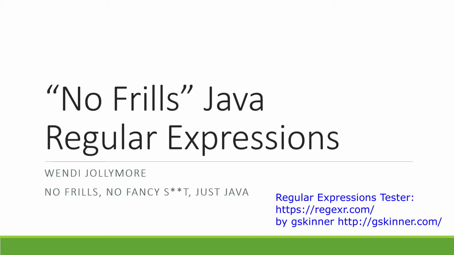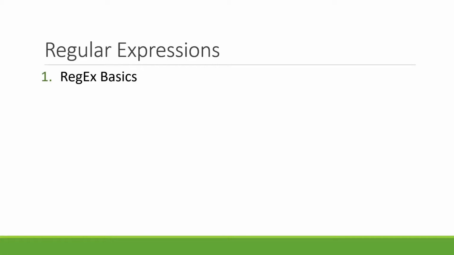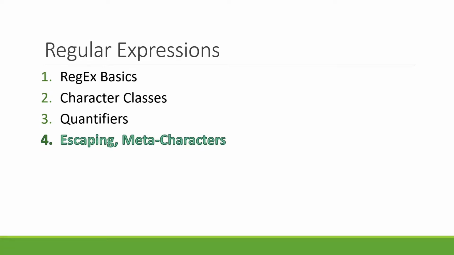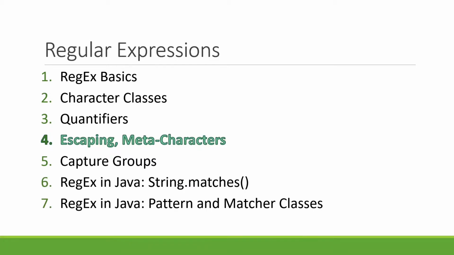Now, in this series of videos, I'm going to introduce you to the basics of regular expressions and how to use them in a Java program. In the first video, we learned the basics of regular expression syntax, and we wrote a few really basic expressions. In the second video, we learned how to use character classes to match ranges and sets of characters in your expressions. In the third video, you learned how to use quantifiers to specify how many of a set of characters you want to match. In this fourth video, we'll talk about escaping special characters and also how you can use meta characters as shortcuts for common expressions. In the fifth video, we'll learn how to create more advanced expressions by using capture groups, and in the sixth and seventh videos, I'll show you how to use regular expressions in a Java program.